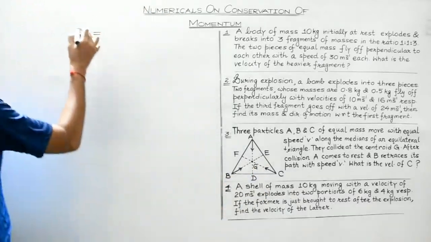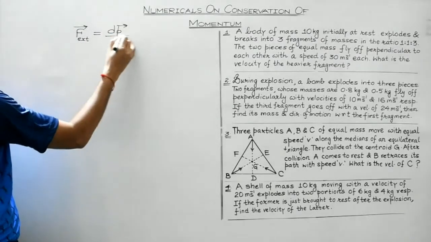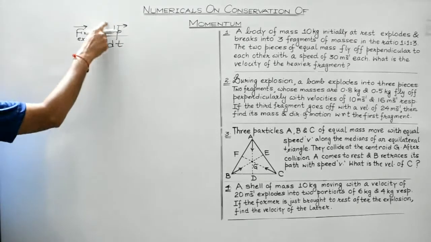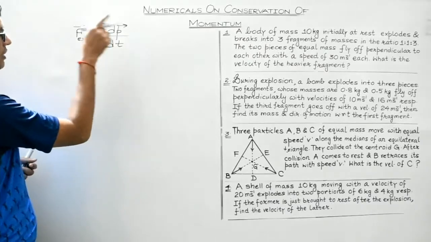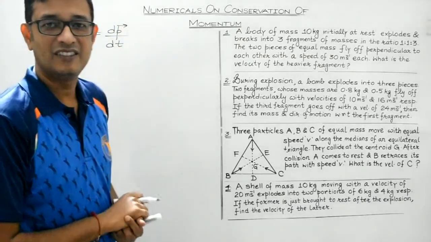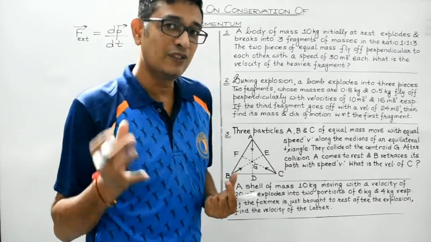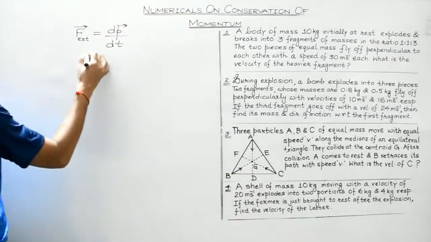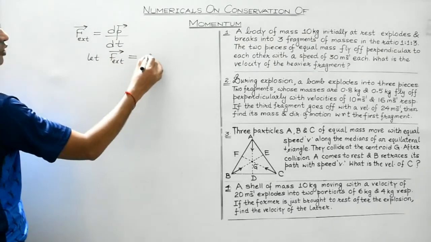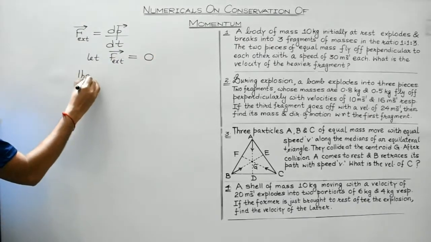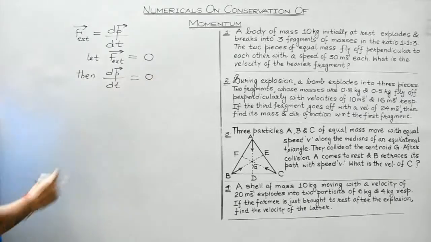So mathematically, Newton's second law can be written as F vector is equal to dp vector divided by dt. This is the time rate change in the momentum of the body, and this change in the momentum always takes place along the direction of the force applied, isn't it students? Now suppose the net external force acting on a body or system is 0, then we may write it like this: dp vector divided by dt is equal to 0, isn't it?